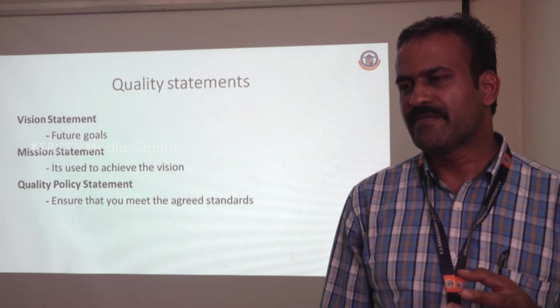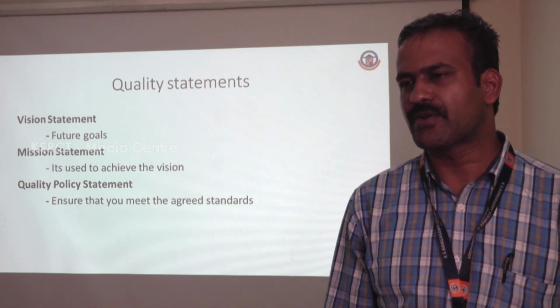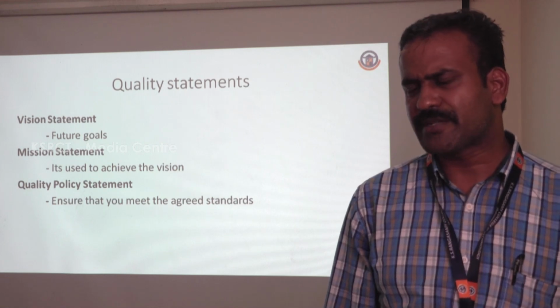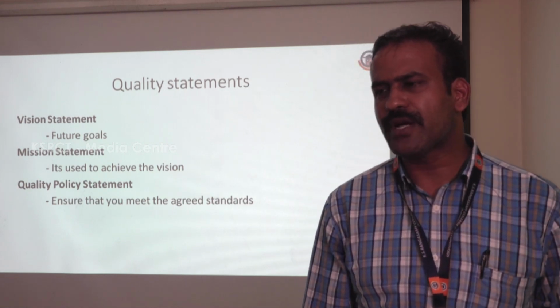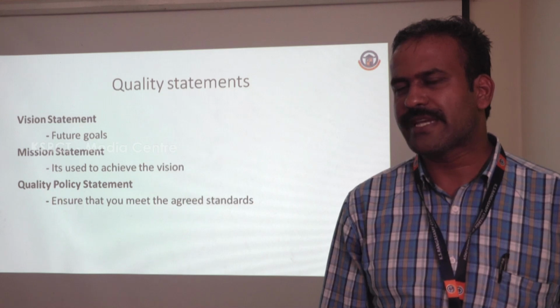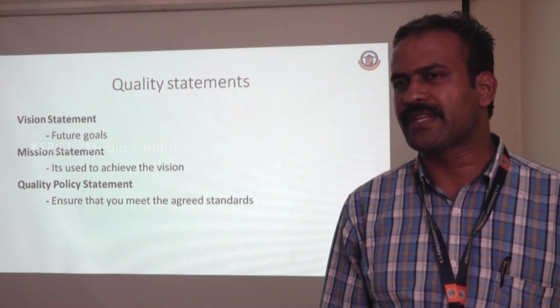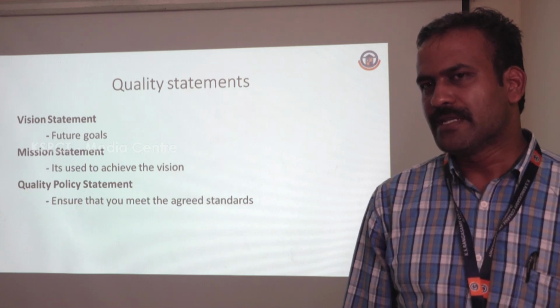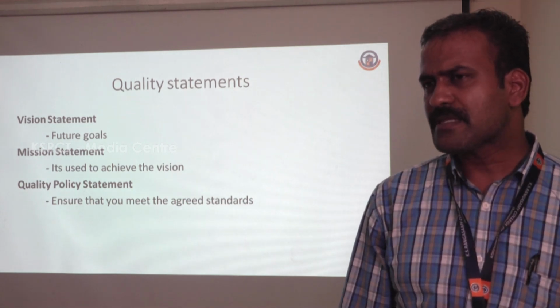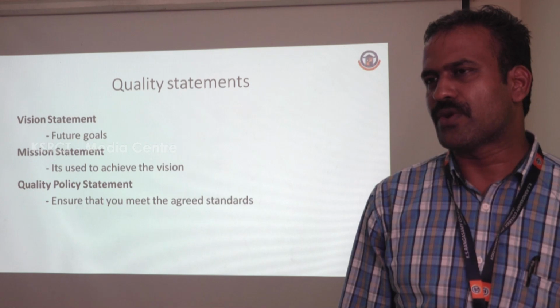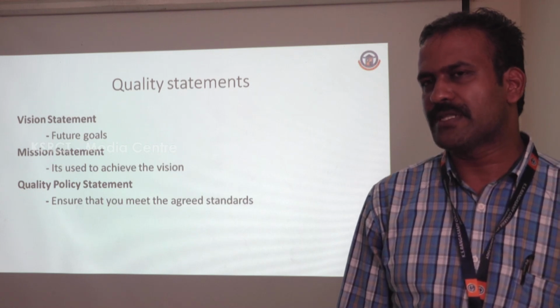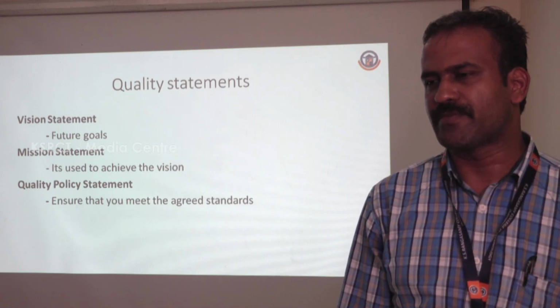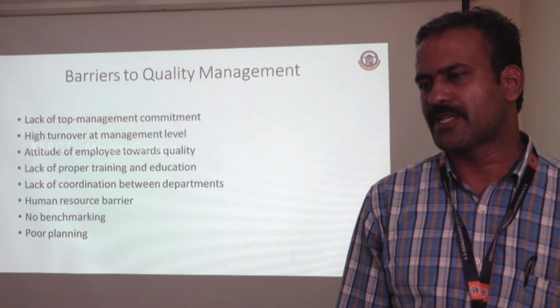What is the vision? The vision statement is the future goal of a particular organization. The mission statement is used to achieve the vision. So through activities carried out in an effective manner, we definitely achieve the vision statement. Then the quality policy statement: we build up all things through quality. Whatever quality we achieved is stated in the quality policy statement.